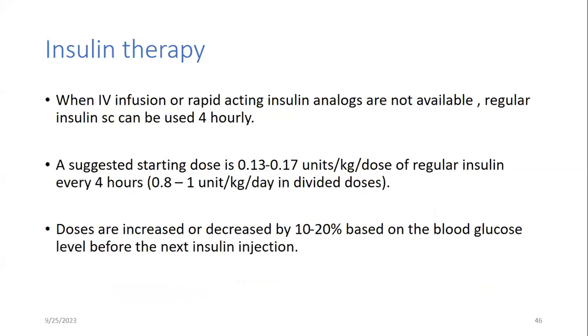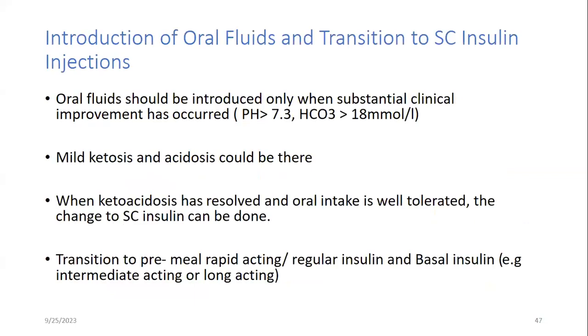If you are in a center where you're not even able to access rapid-acting insulin analog, you can still use regular insulin subcutaneous every 4 hours. And the dose is 0.13 to 0.17 units per kg per dose of regular insulin every 4 hours. And the dose can be increased or decreased by 10 to 20% based on your blood glucose levels. So you can go up or down.